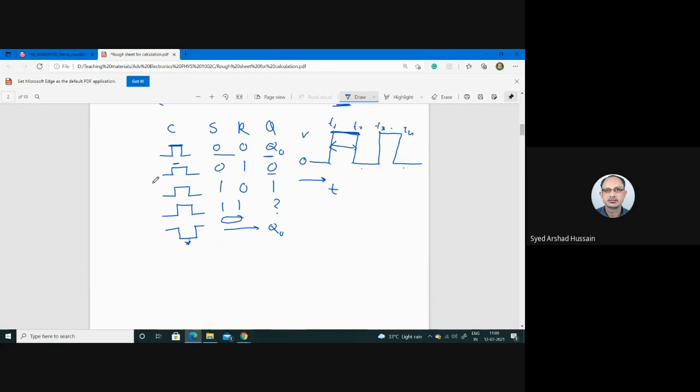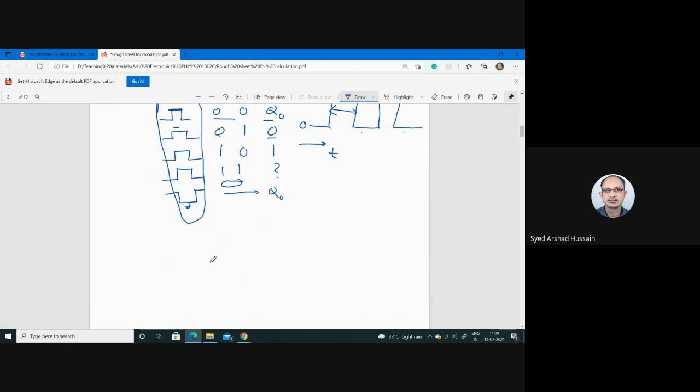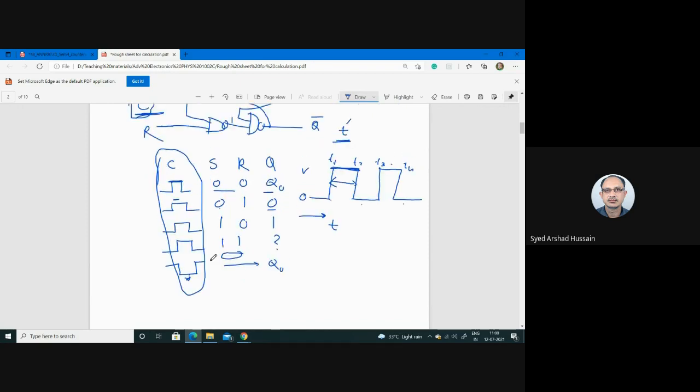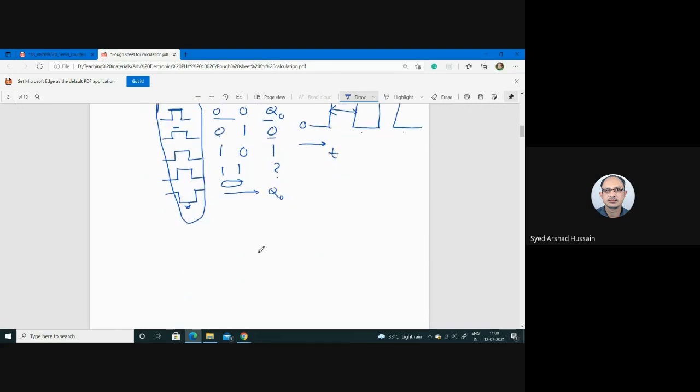Now based on this criterion, there are again two types of flip-flop. One is called positive edge-triggered flip-flop, another is negative edge-triggered flip-flop. Say this is your clock pulse like this. So this is your clock pulse.